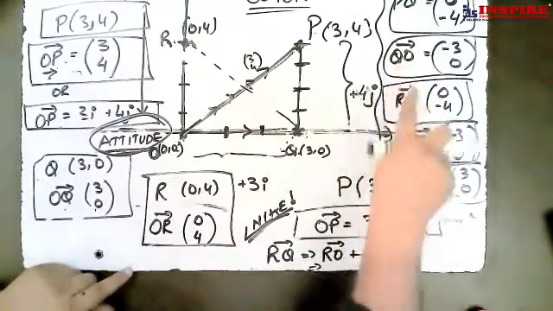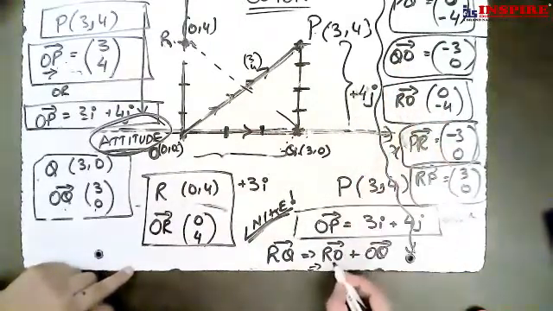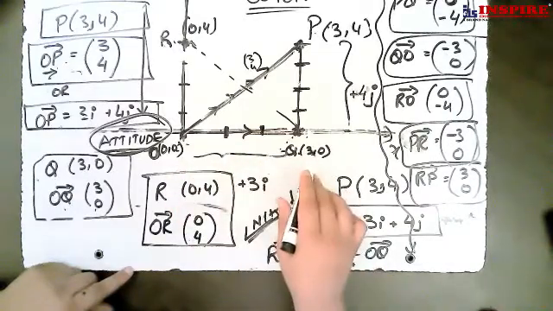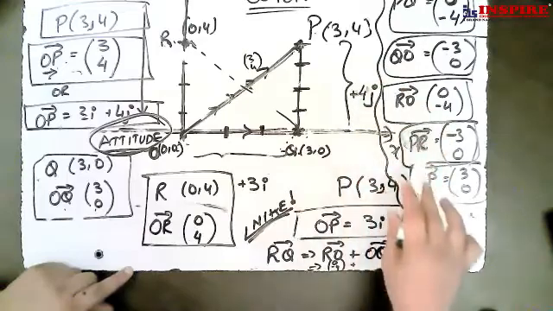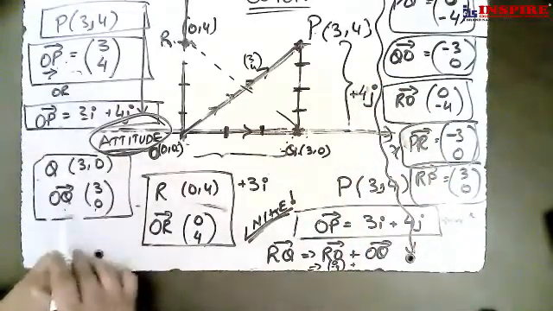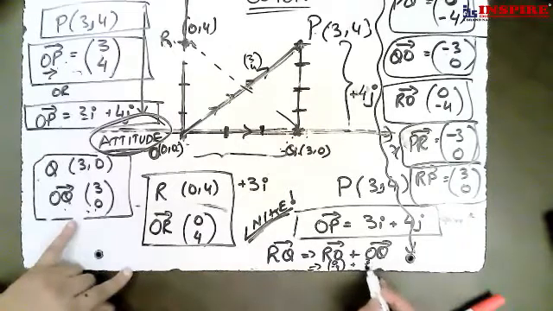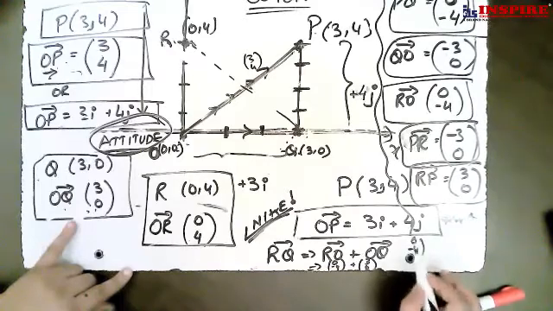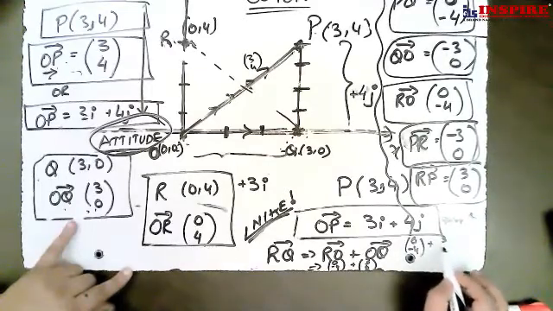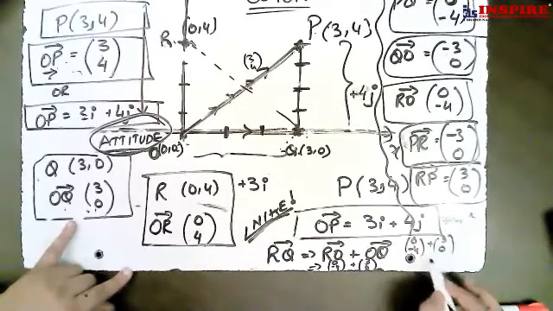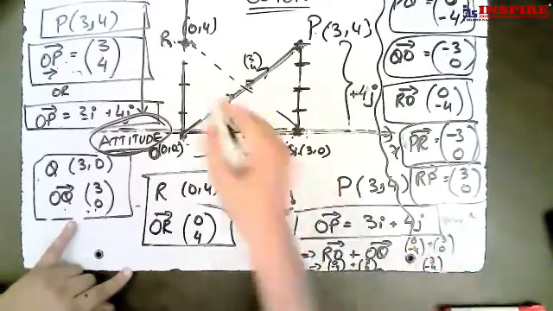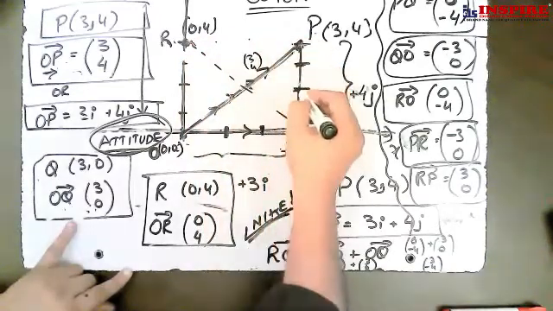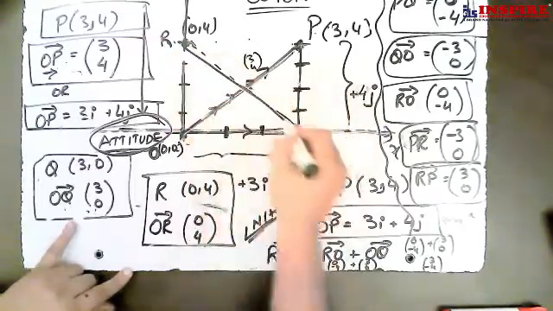O to R. What was R to O? 0 and -4. And O to Q. Where's O to Q? 3 and 0. So it becomes 0 minus 4 plus 3 and 0. So it becomes 3 minus 4. Okay, let's do it. 1, 2, 3, minus 1, minus 2, minus 3, minus 4. Perfect.